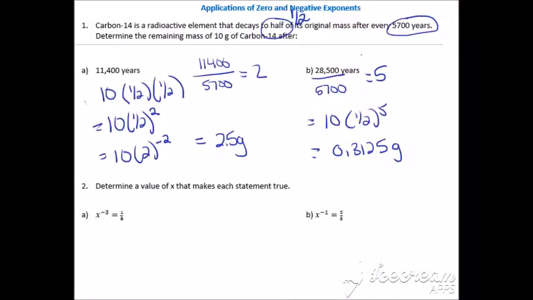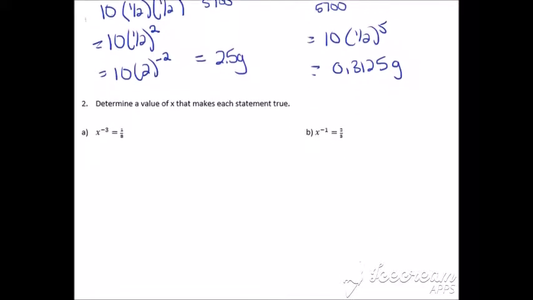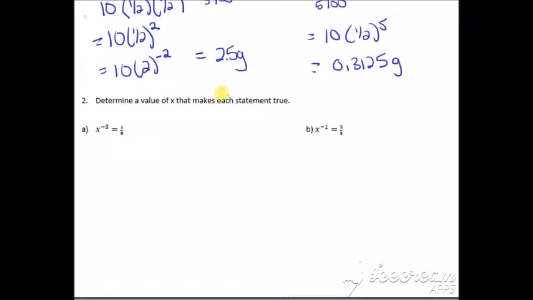Okay, and then number 2, determine a value of x that makes each statement true. So x to the negative 3 equals 1/8. So why don't we flip this? We have x to the negative 3 equals 8 to the negative 1, right? Because usually we would have to flip this, and then we can raise it to the negative 1. And then if we flip it, we raise it to a 1, right? Those are inverses of each other.